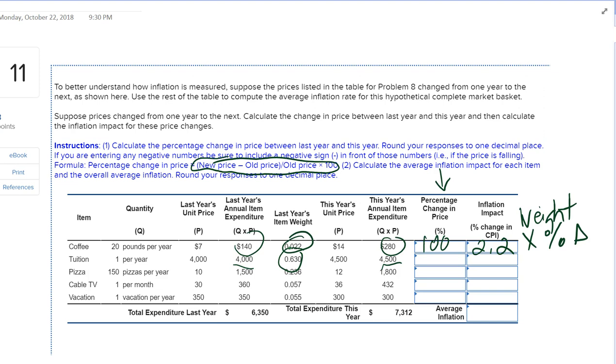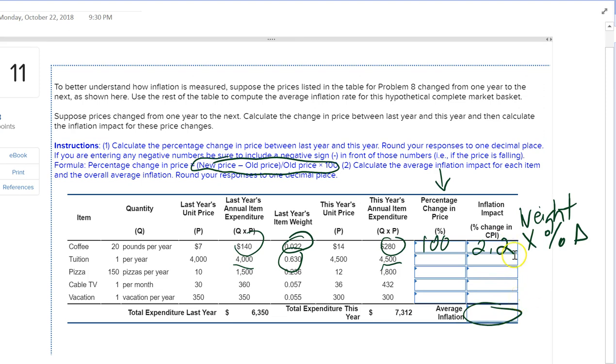And then they're going to have you get an average, and they give you the total expenditures, and it's really easy to find this year's weight if you wanted to. I don't think they ask you to do that though, so that's not going to be an issue. But the average inflation then is going to be the total of this column. Okay, so to get this value, you're going to total this up. So I think you'll be okay with that.